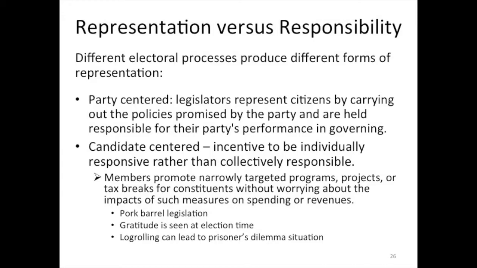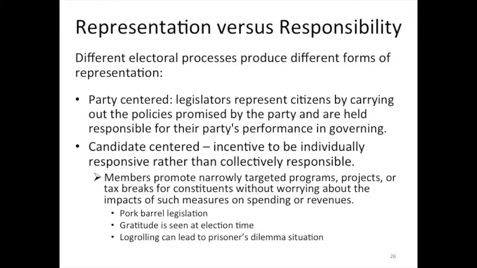In fact, different electoral processes produce different forms of representation that might induce conflict between these two choices. And of course, now we're going back to party-centered systems and candidate-centered systems. These are the two forms that typically can cause conflict between representation and responsibility. So remember, in party-centered elections, legislatures represent citizens by carrying out the policies promised by the party, and they're held responsible for their party's performance in governing. And when I say governing, I mean just governing overall, like on a national level.